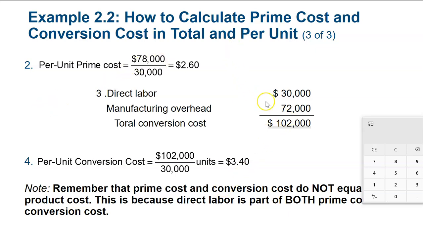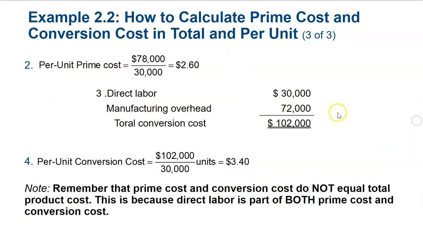And here we go. We have the calculations here for us. Nice and easy. There's our $2.60. Here's where we did number 3, and then our per unit conversion cost was $3.40. And then we're going to get the same warning. It says, remember that prime costs and conversion costs do not equal total product cost. And that is because direct labor is part of both prime cost and conversion cost.